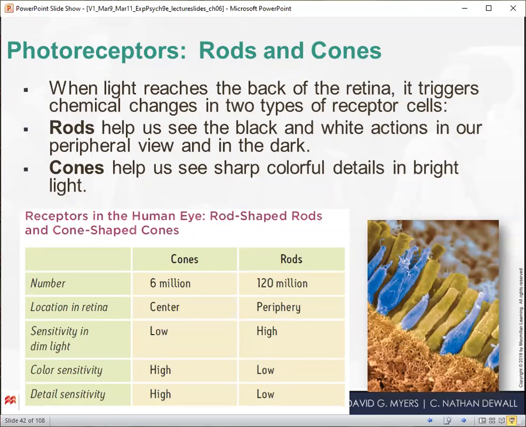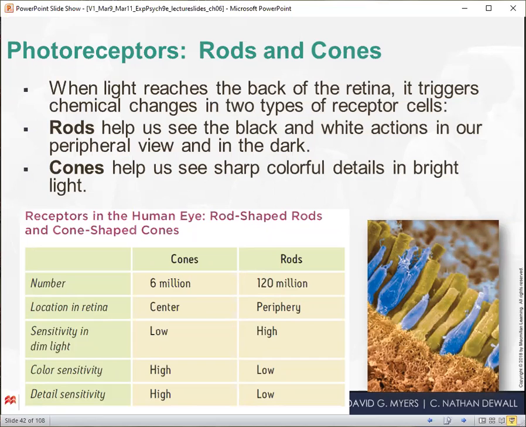So let's look at what the differences are between these cones and rods. So at the very bottom, we see the location, the number, and all those types of things for cones and rods. There are 6 million cones and 120 million rods in the eye. The cones are primarily located around the fovea, or the center of the eye. The rods are located around the periphery, everything but the center. The cones have low sensitivity to dim light, meaning they don't work in dim light. Whereas the rods are very sensitive to dim light. They work best in dim light.